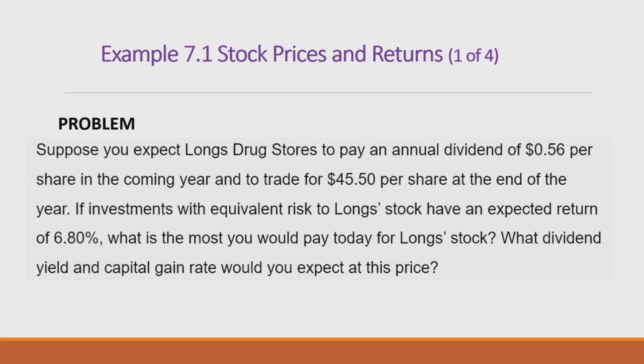Here we have a problem, example 7.1, stock prices and returns. Suppose you expect Long's Drugstores to pay an annual dividend of 56 cents per share in the coming year and to trade for $45.50 per share at the end of the year. If investments with equivalent risk to Long stock have an expected return of 6.80%, what is the most you would pay today for Long stock? What dividend yield and capital gain rate would you expect at this price?